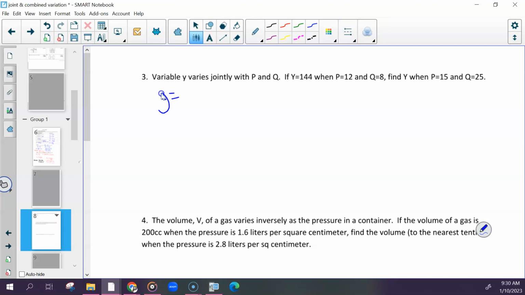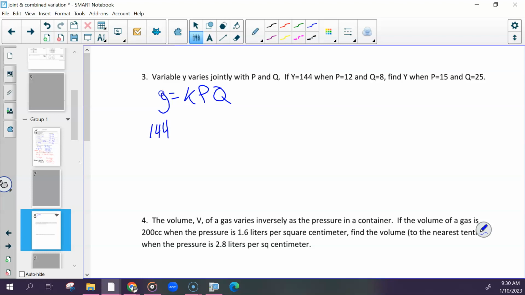And we're missing something. Okay. Jointly is always multiplying, so put those variables together. Don't forget your k, because that's kind of like the whole point. If you miss your k, you miss your equation. Right? Then they give us a bunch of numbers, so put all of those in.